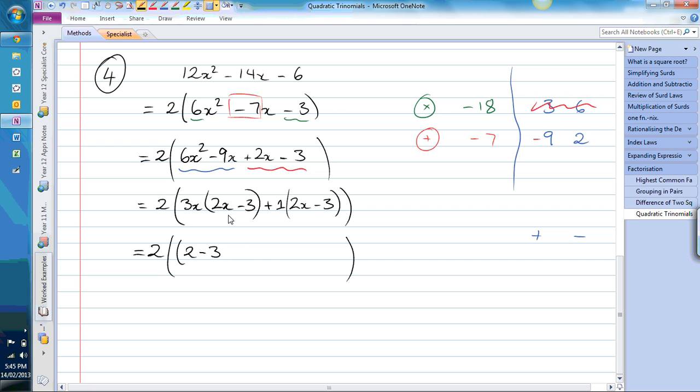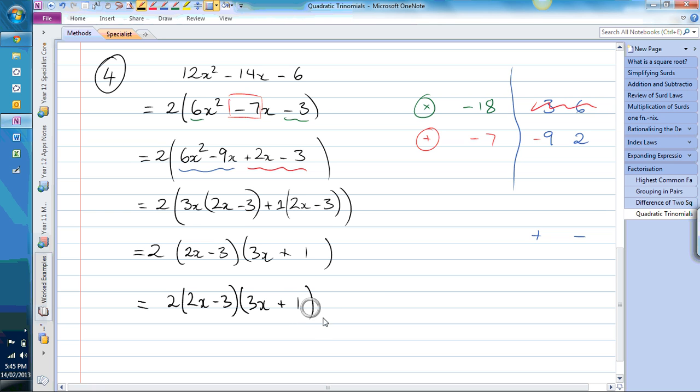So we can pull that 2x minus 3. Oh, I forgot my x there. Can pull that 2x minus 3 out the front, and in the brackets I'm going to have this 3x plus this 1. And we've seen questions like this before. We said that we actually don't need this outer set of brackets at all. I'll just write it a bit neater without all the gaps in there. It's 2 outside of 2x minus 3, 3x plus 1. And this is now fully factorised.